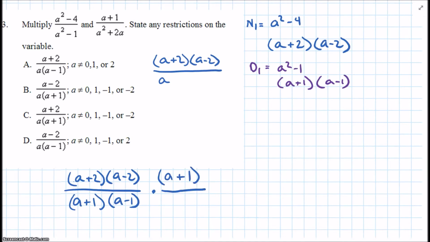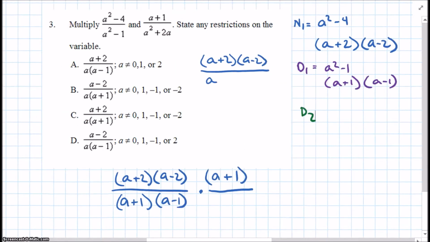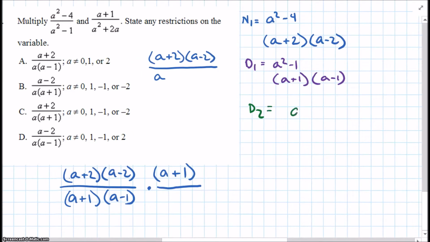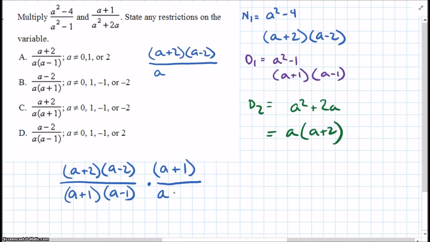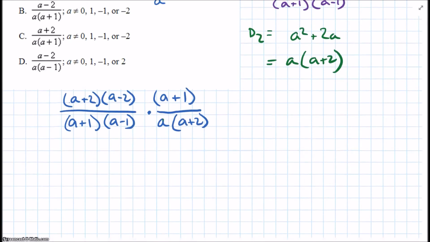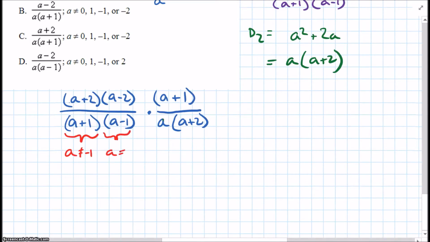So let's look at denominator number 2. That is a squared plus 2a. Well, we can factor out an a and make it a plus 2. So it's going to be a times a plus 2. So let's look at the denominators and the restrictions. Well, a cannot equal negative 1. a cannot equal 1. a cannot equal 0. And a cannot equal negative 2.